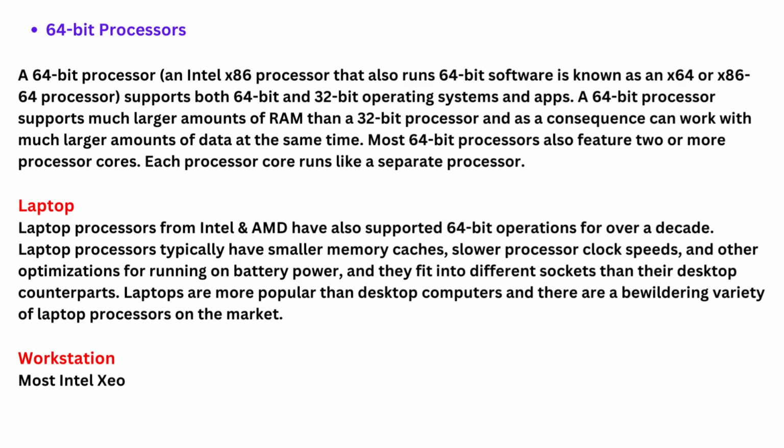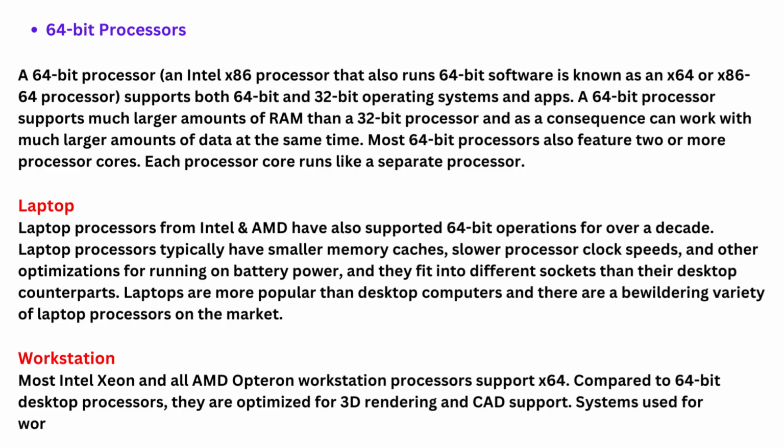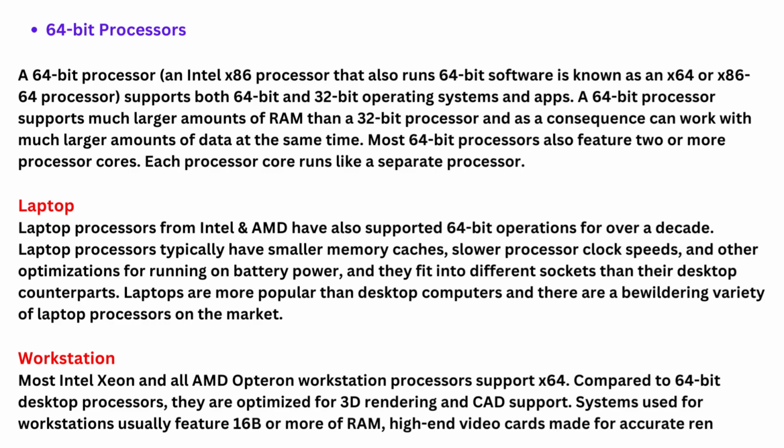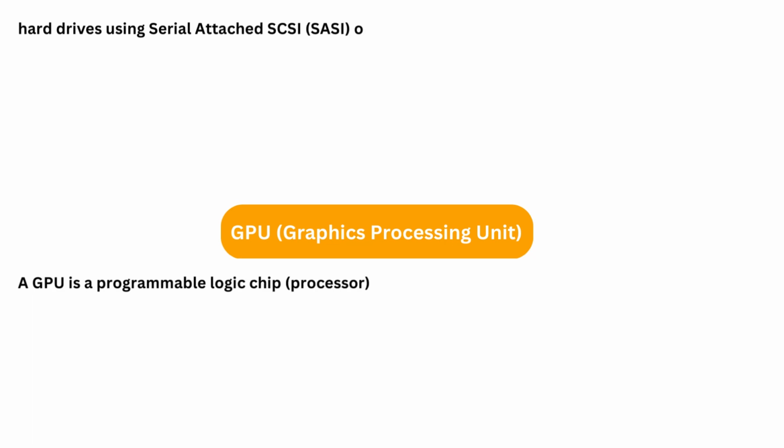Workstation. Most Intel Xeon and all AMD Opteron workstation processors support x64. Compared to 64-bit desktop processors, they are optimized for 3D rendering and CAD support. Systems used for workstations usually feature 16 GB or more of RAM, high-end video cards made for accurate rendering, hard drives using serial attached SCSI, SAS, or SATA Express, and 2 or more 27-inch or larger displays.